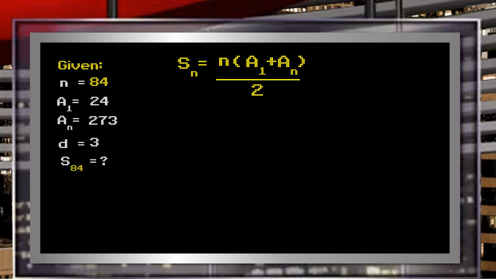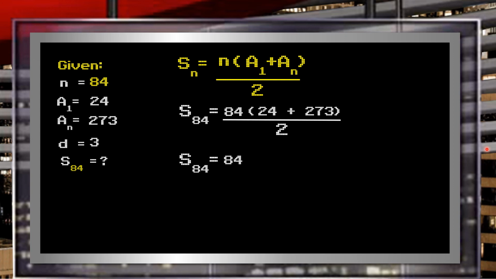So now, pwede na nating masolve yung sum of the multiples of 3 from 24 to 273 kasi alam na natin kung ilang terms lahat yon. And ang n natin ay 84. So we are looking for S sub 84. So substituting the values, we have S sub 84 is equal to, ang n natin ay 84 times, the first term is 24 plus the last term is 273 divided by 2.